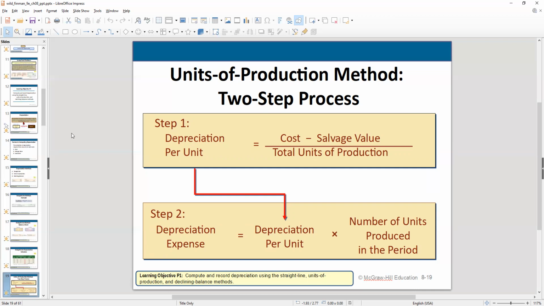What's your depreciation expense each year? Well, you have to count the number of units that the machine made. Then you have to multiply it times whatever the depreciation per unit is, which we just calculated above. So we multiply depreciation per unit times the number of units we made that year, and that year only. And that gives us our depreciation expense.